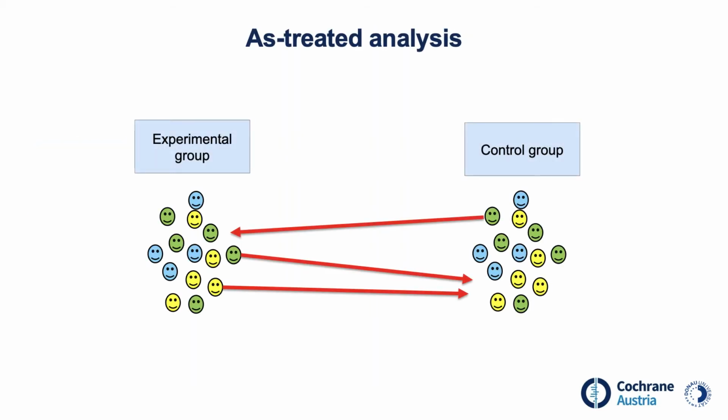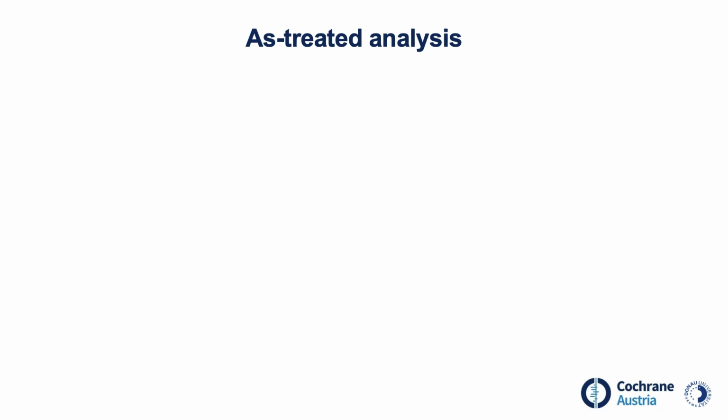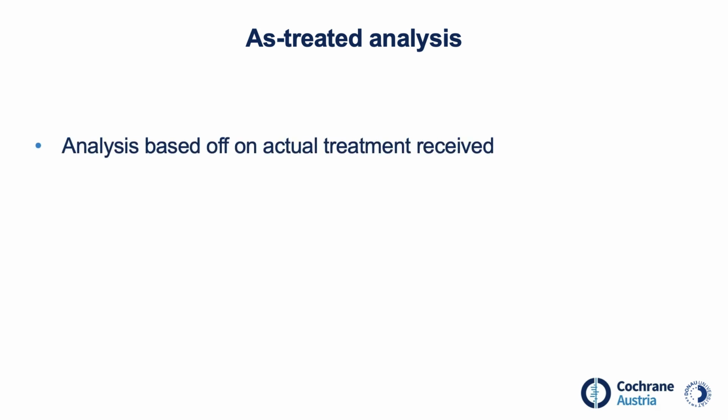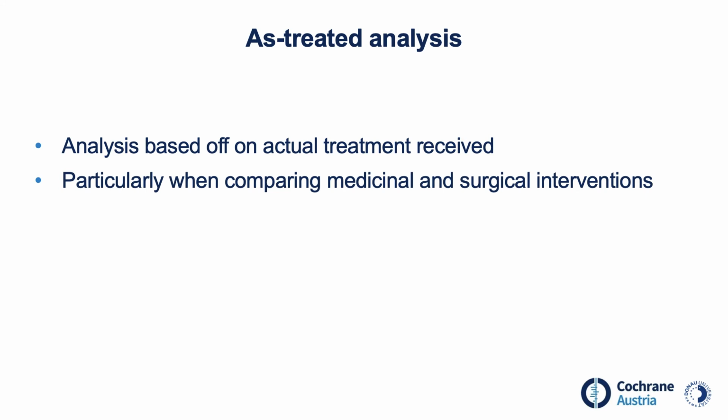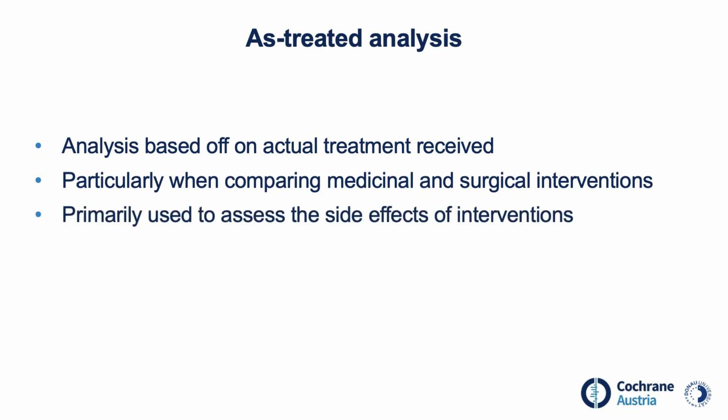As treated analysis is a variant of per protocol analysis. Here, the participants are evaluated as they were ultimately treated, regardless of the original group assignment. As treated analysis is used when the participants receive a therapy other than that assigned by randomization. This can be the case, for example, when comparing medicinal and surgical interventions, and some participants receive necessary surgery, although they are in the medicinal group. As treated analysis is primarily used to assess the side effects of interventions. With this type of analysis, the randomization is void.